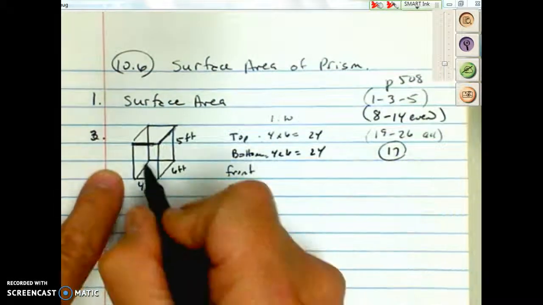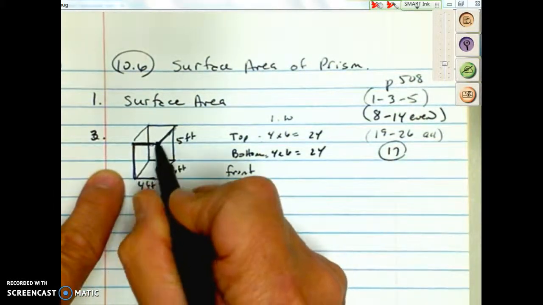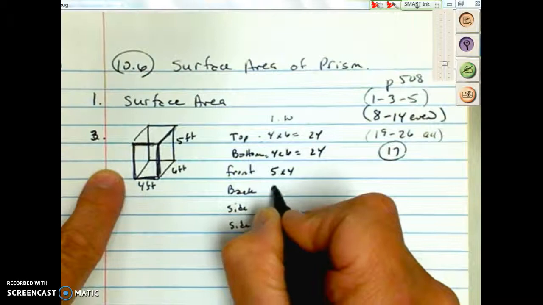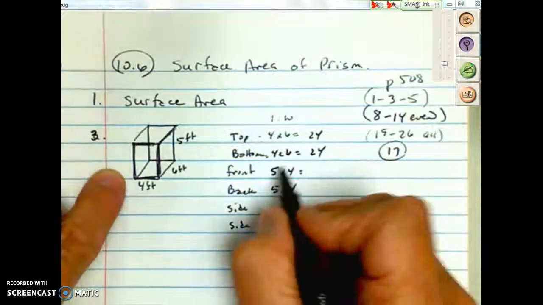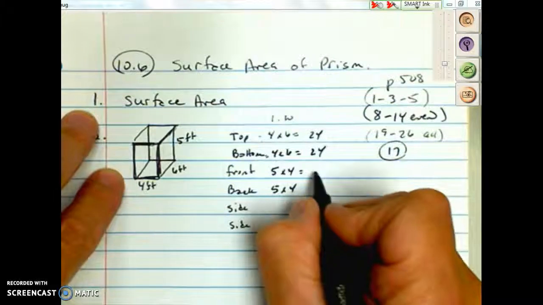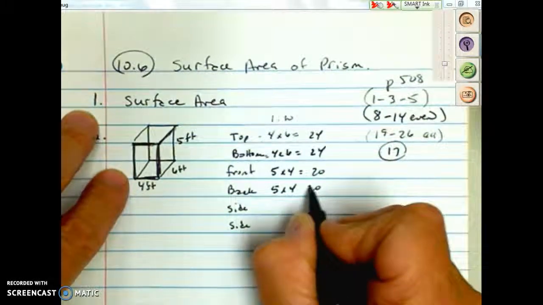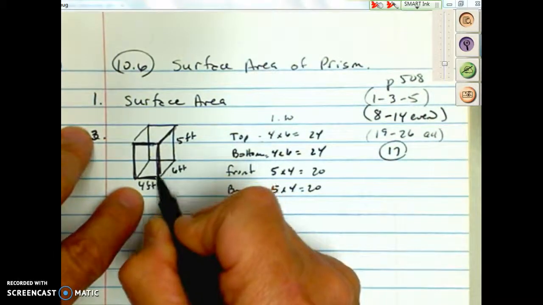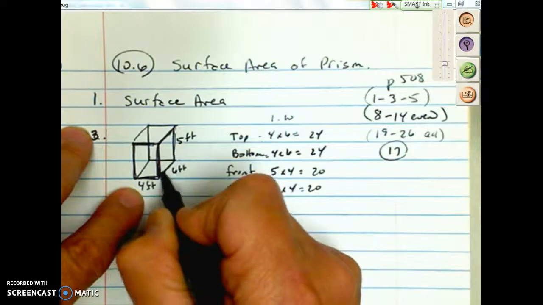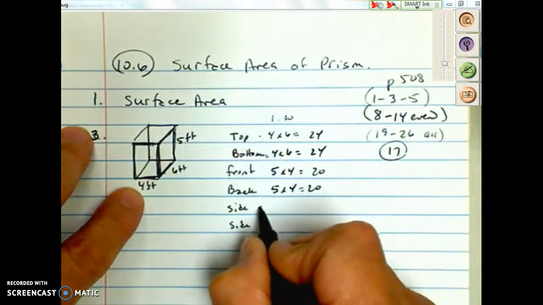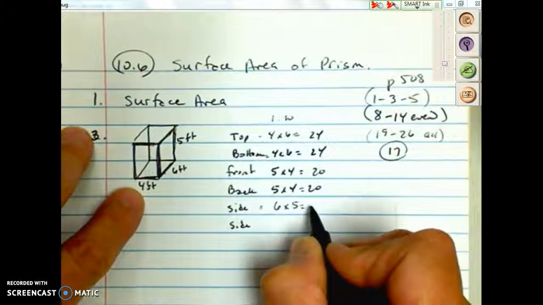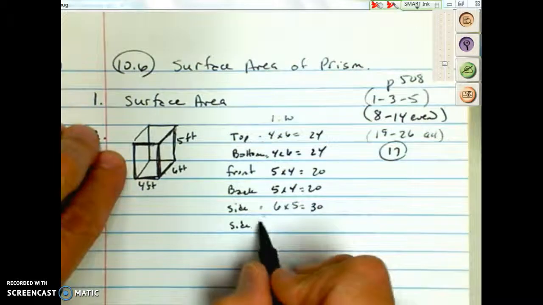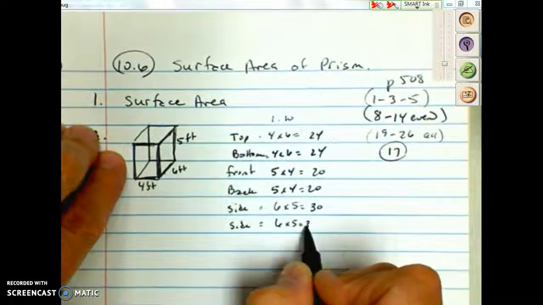Then we're going to find the area of the front. The front is 5 feet by 4 feet. The back, of course, is 5 feet by 4 feet. So 5 feet by 4 feet is equal to 20, and so, of course, the back is equal to 20 as well. Then we're going to go to the sides. The sides are 6 feet by 5 feet, and 6 times 5, of course, is 30. And of course, the opposite side is going to be equal to that, so 6 times 5 also is 30.